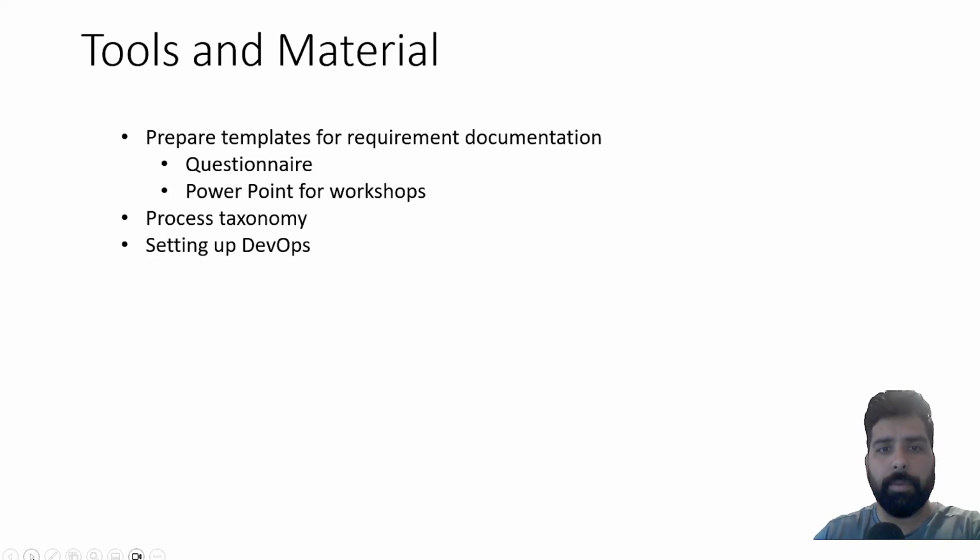First thing is you need to have your templates and the requirement documentation. One of the things is that you need to have a questionnaire prepared so that you can ask the right question to the right stakeholder: why you need it, and how you do it today. Asking these questions in this way is very important. As a functional consultant, we need to be very clear in asking our questions.